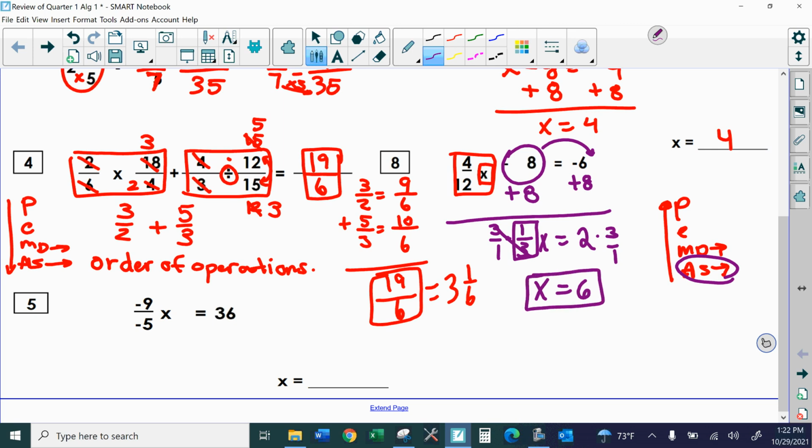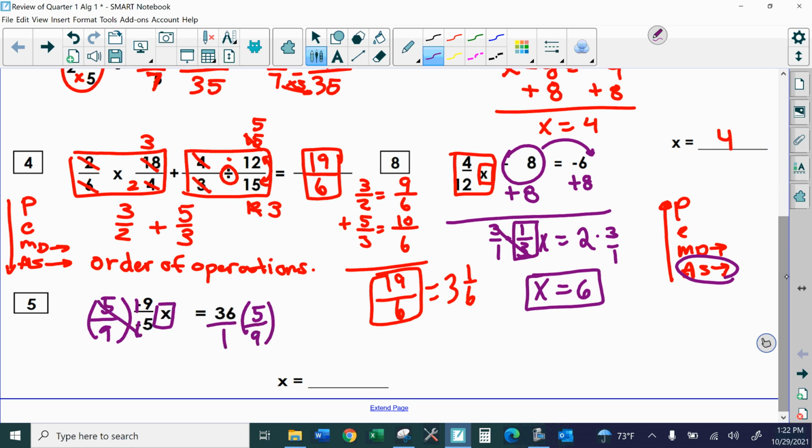Again, I can check all of these by plugging it back in. I'm not going to do that to save time. All right, number 5. Negative over negative is positive. Okay, and again, I'm trying to solve for x. I'm getting rid of part of a term, just that 9/5. So it's multiplication by the reciprocal, 5/9. Whatever I do to one side, I do the other side.